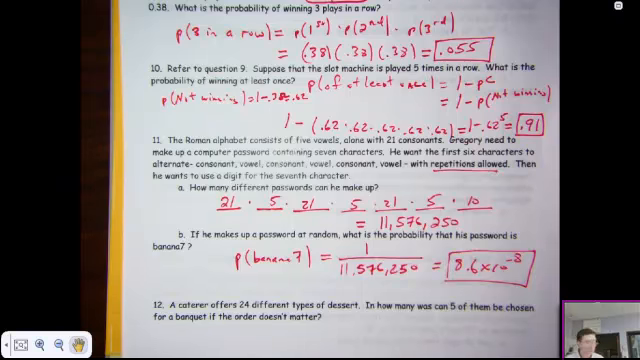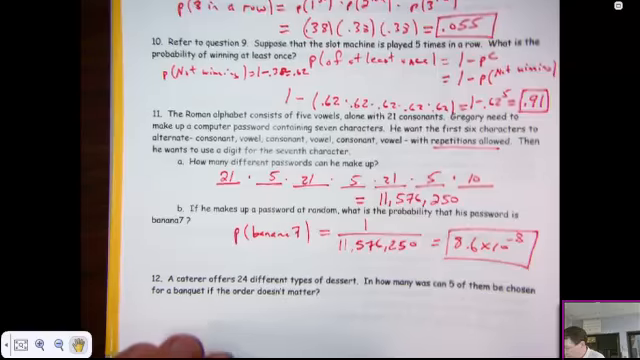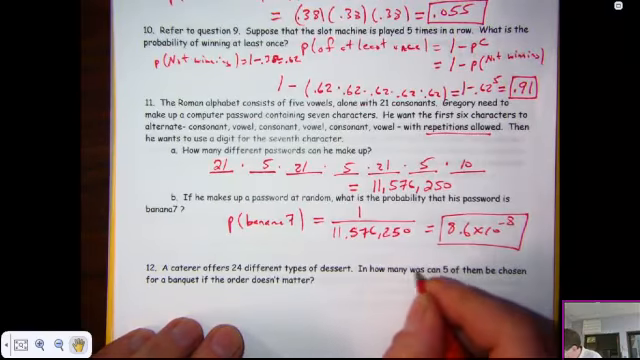Okay, on 12, we've got Kate offers 24 different types of dessert. How many ways can 5 of them be chosen for a banquet if the order doesn't matter?